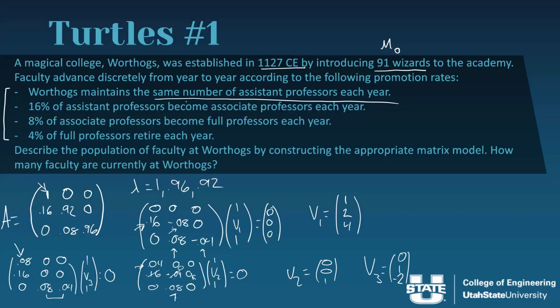So this means that my eigenvector matrix is going to be 1, 2, 4, 0, 0, 1, 0, 1, -2. Awesome. I'm going to erase these.